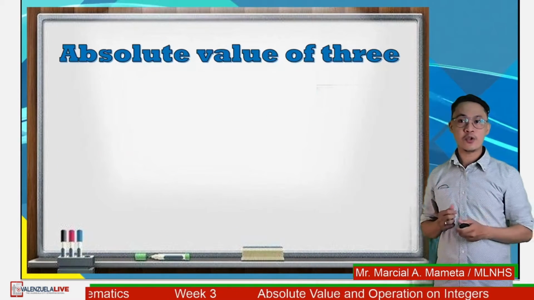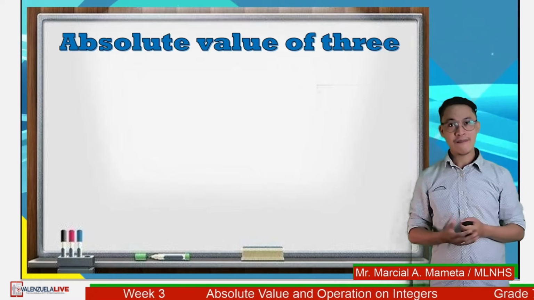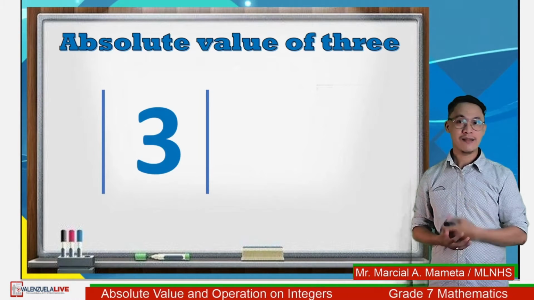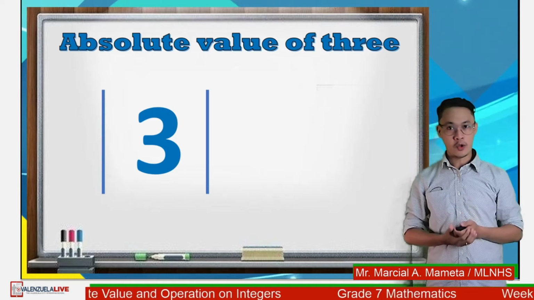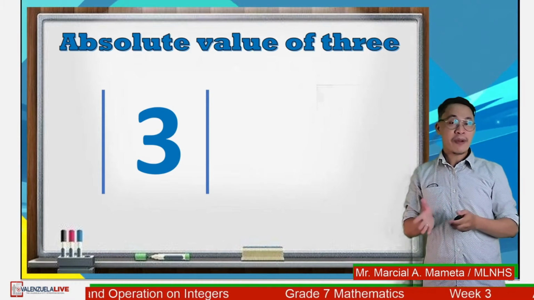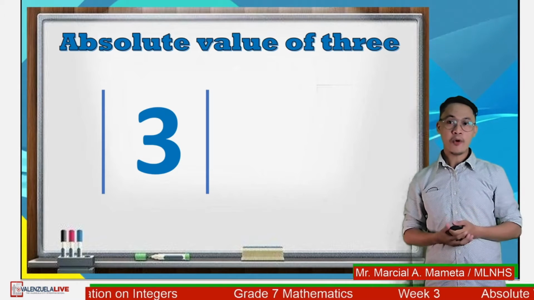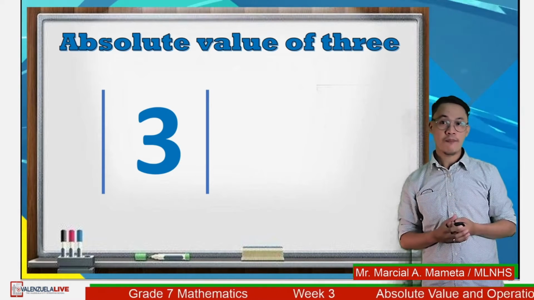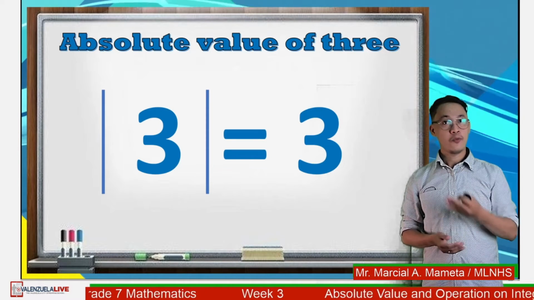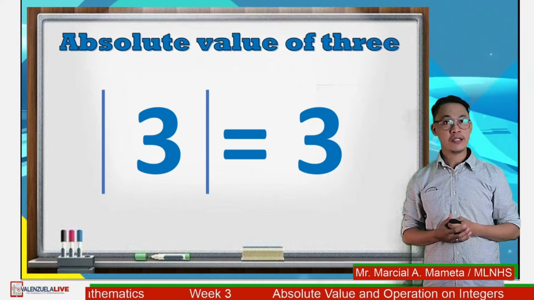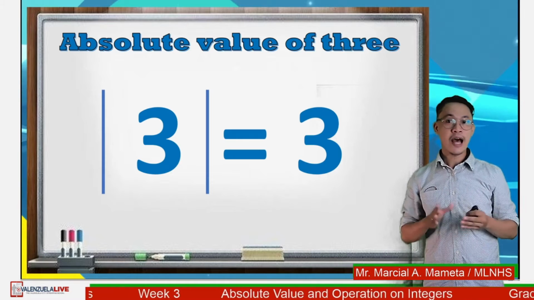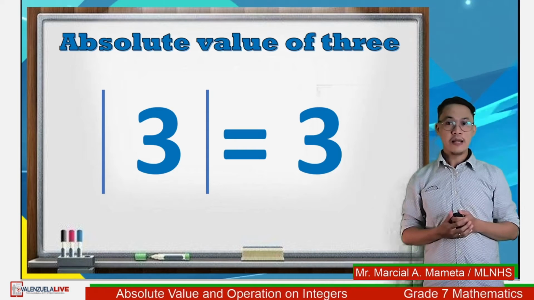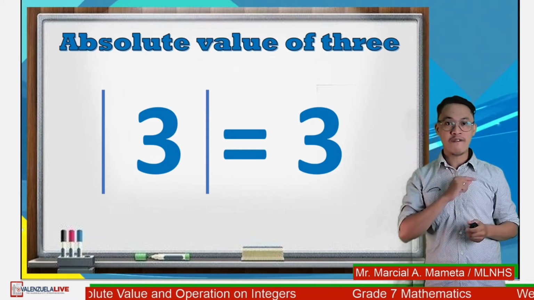Let us proceed to our first example, the absolute value of 3. It is written like this. In the set of real numbers, our reference point is 0. Therefore, the absolute value of a number is its distance from 0. We can conclude that the answer is also equal to 3. Now, to deepen your understanding of the concept of absolute value, let us check it by using the number line.